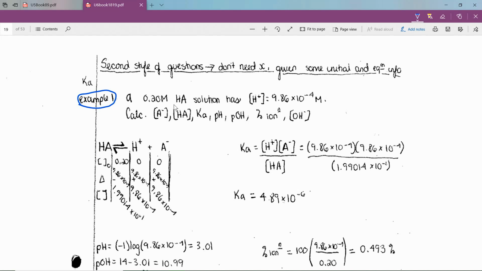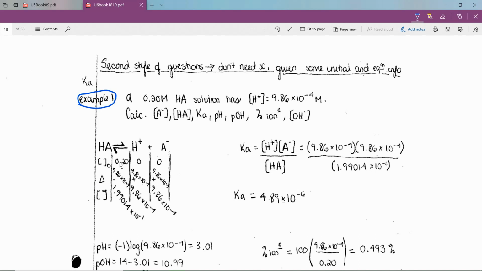Let's say you have a 0.2 molar HA solution, and they tell you, they meaning the question makers, H plus is 9.86 by 10 to the minus 4 molar. We want to calculate all this other stuff. A minus, HA, Ka, pH, pOH, percent ionization, and the hydroxide. Even though you're going to say hydroxide, I don't see any hydroxide in there. But remember, it's an aqueous system.